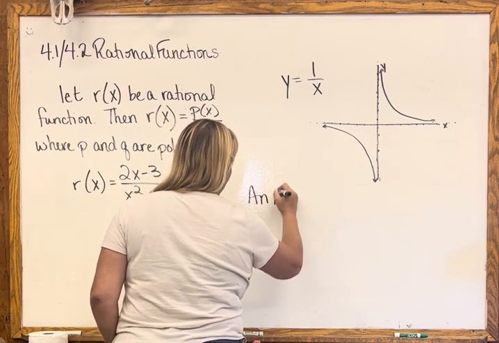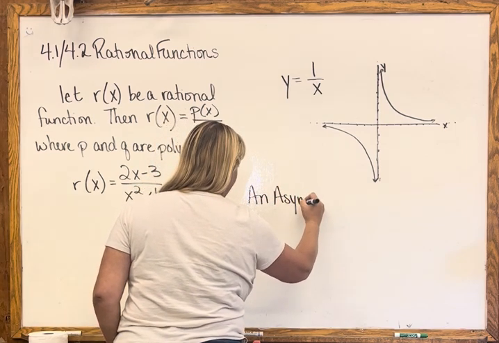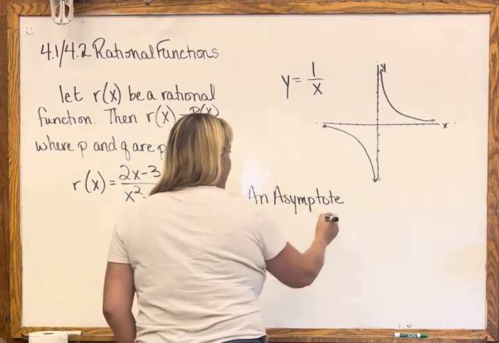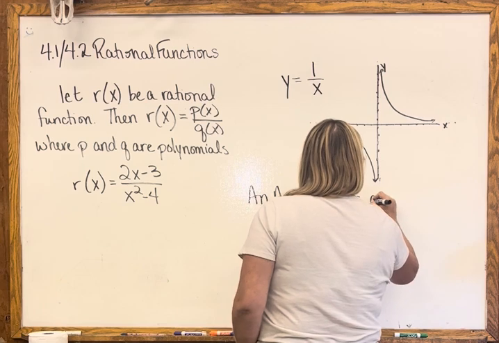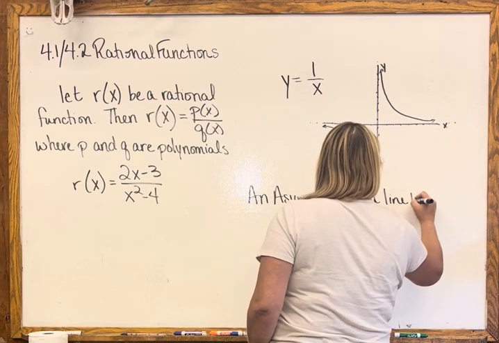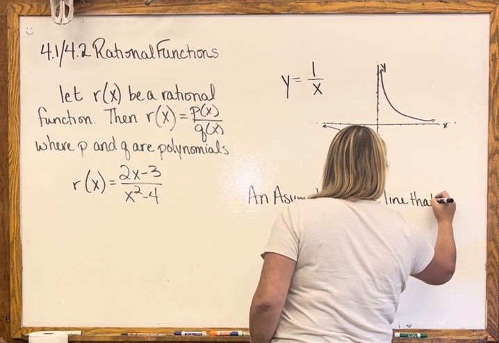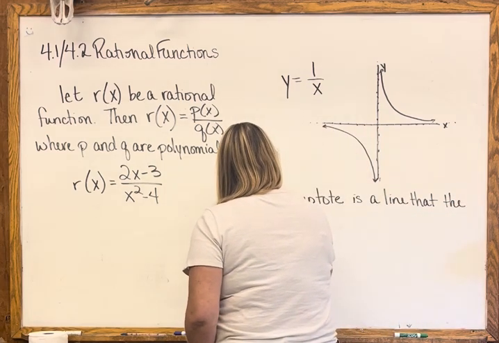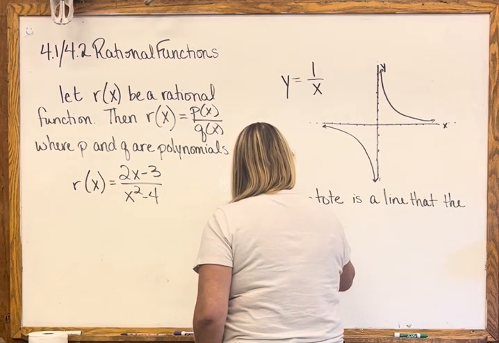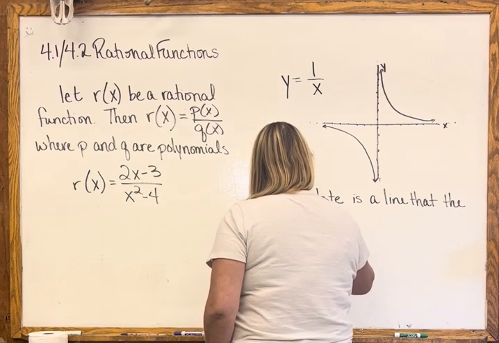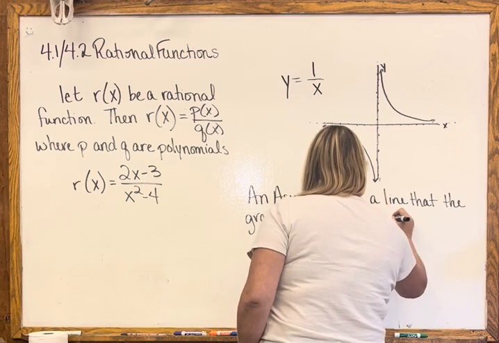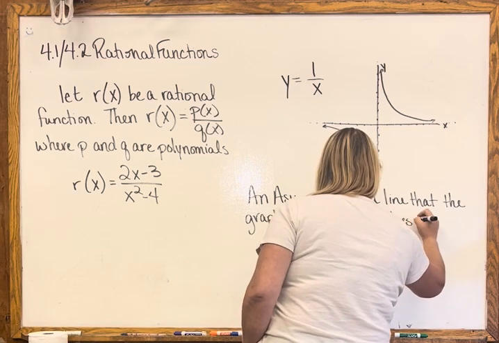So an asymptote, which is just about the weirdest word there is, asymptote, is a line that the graph approaches but does not cross.